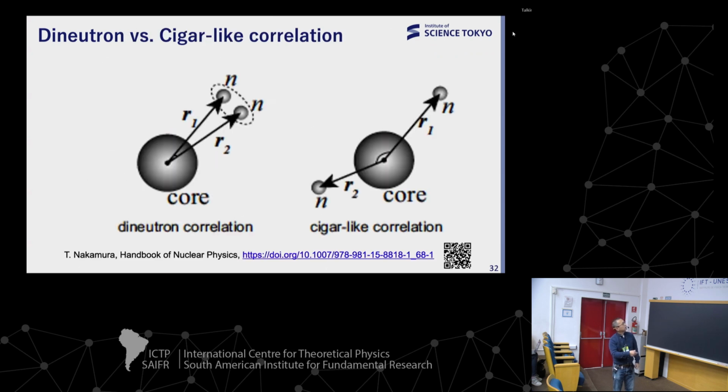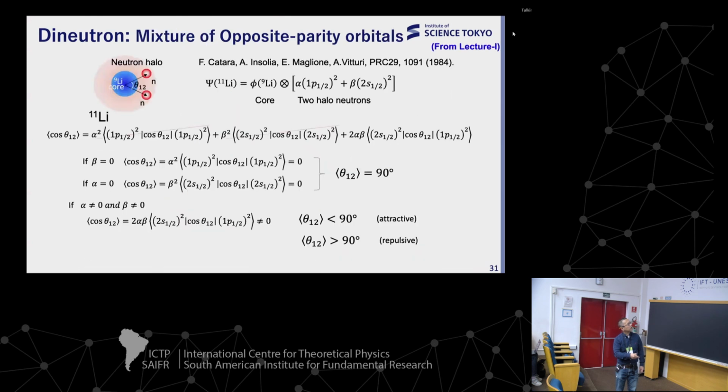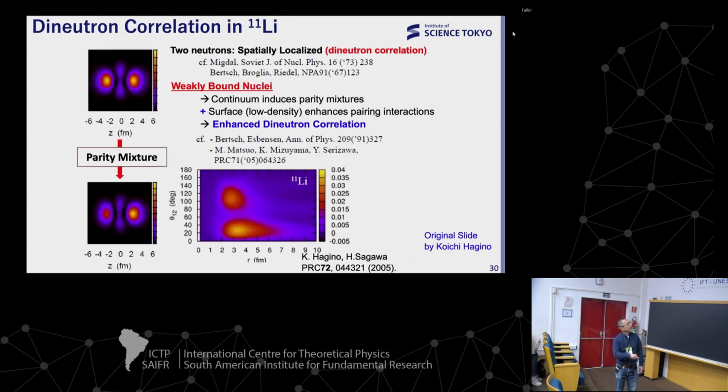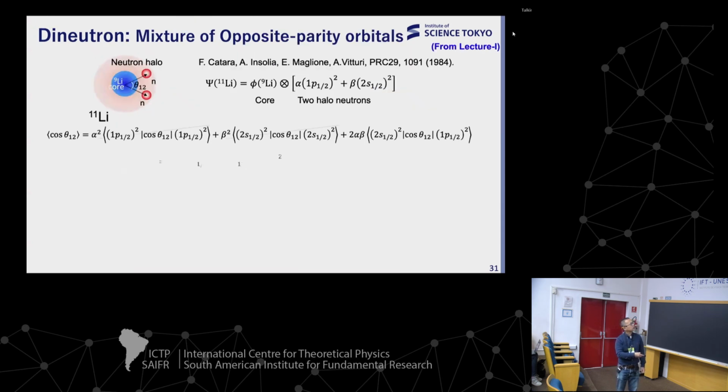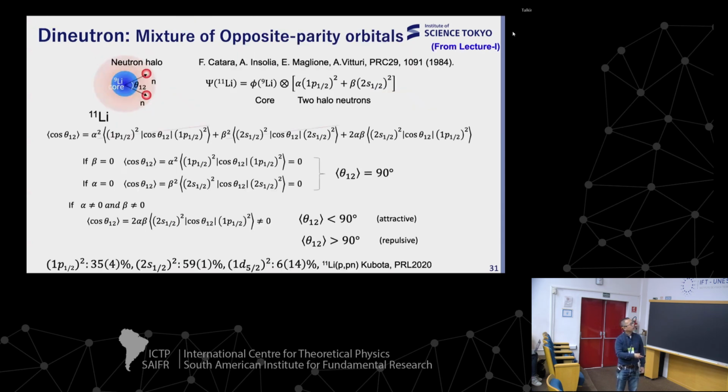And then as I said, this is called dineutron. Dineutron means that theta 1,2 is smaller than 90 degrees, but there is another correlation called Siga-like correlation, which is like this, over 90 degrees. So as I said, in reality, we have both correlations, dineutron and Siga-like, but dineutron usually wins over Siga-like correlation.